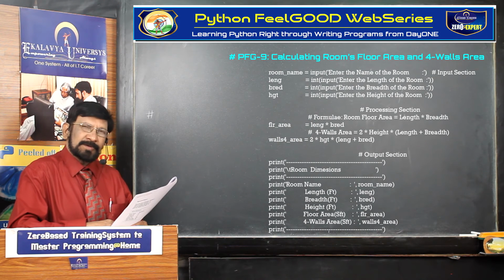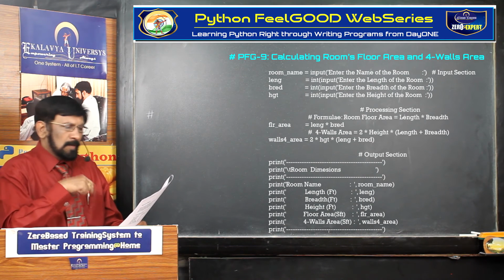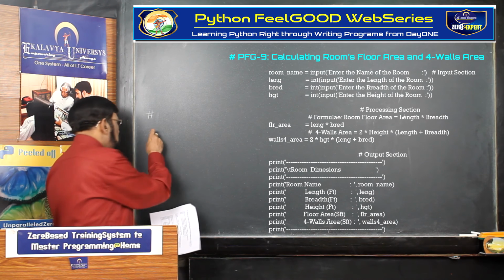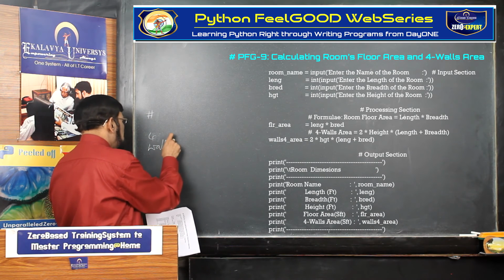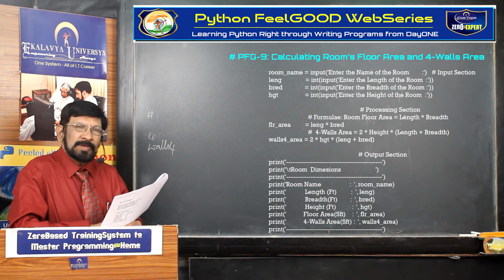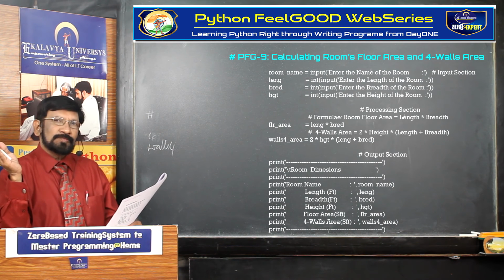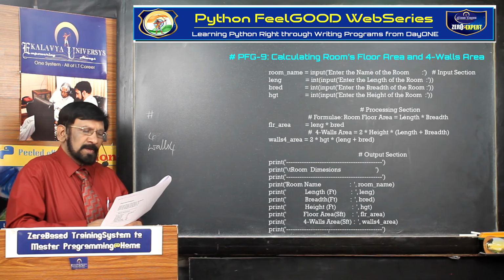Thereafter, the processing section, or process section. In this, what two output values are there? Floor area and 4 walls area. Actually, you should not write the name starting with 4. What is the reason? The first letter should not be a digit; a digit can be used in the variable name, but it should not be the first one. That's why I used walls4area.